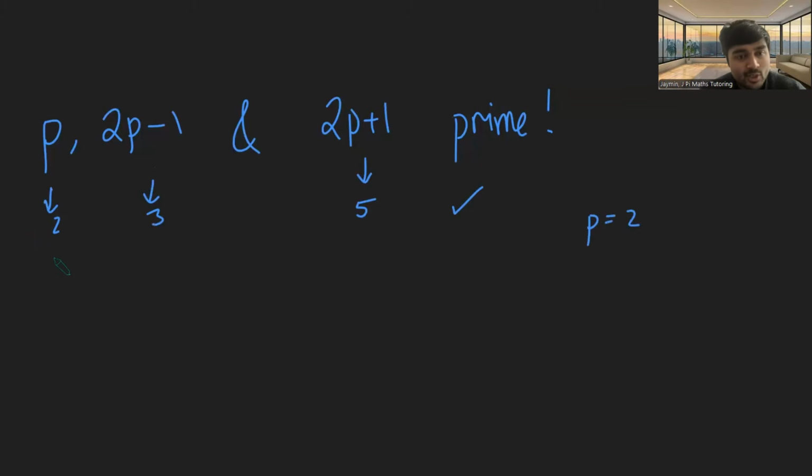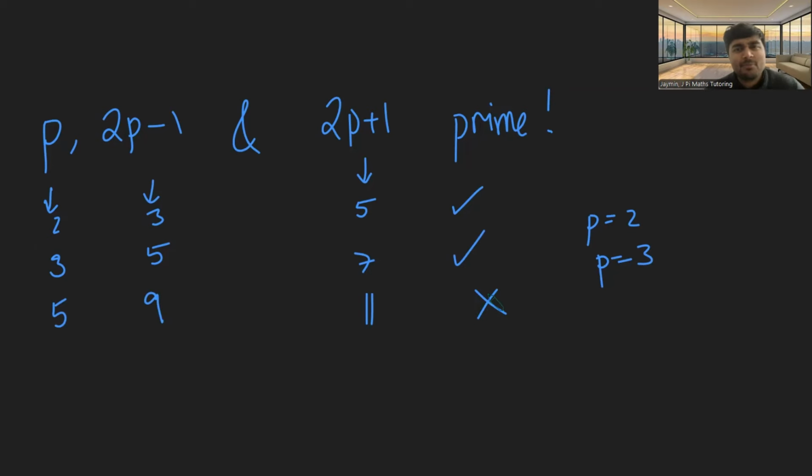Let's try 3. What happens if we try 3? P is 3, cool. 2p minus 1 will be 5, cool. And 2p plus 1, that's 7. Those are all prime, great. P equals 3 works. If you try p equals 5, you get 2 times p minus 1 is 9. Uh-oh, that won't work. Even though 11 is prime, 9 is not. So that one doesn't work.